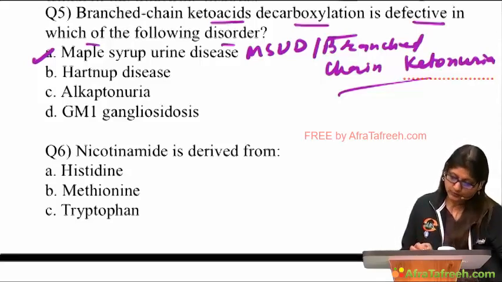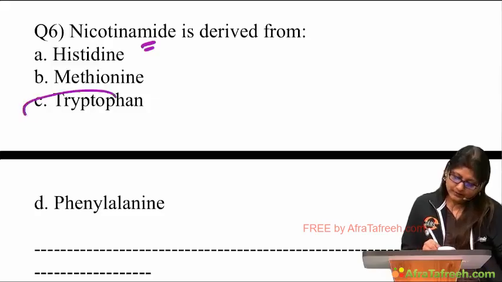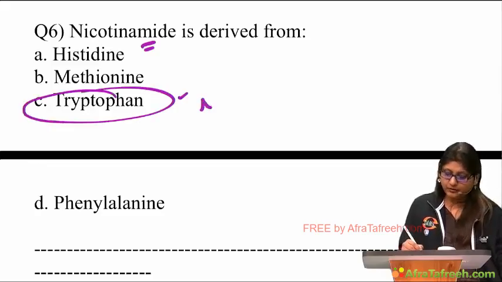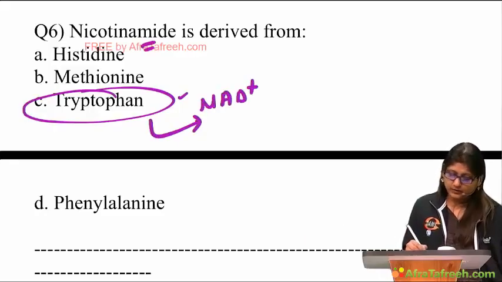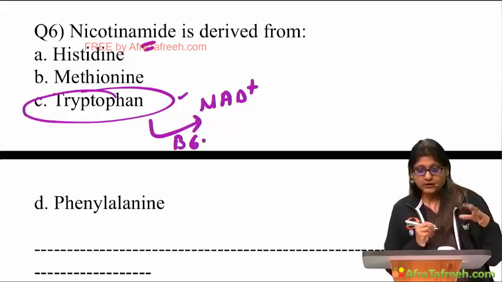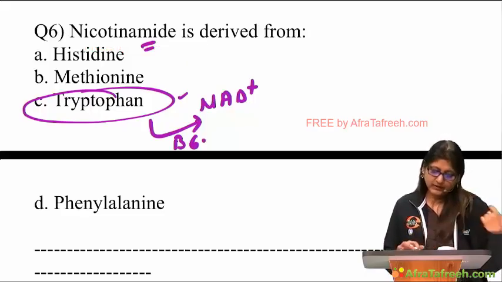So just don't worry. Now coming to nicotinamide. Nicotinamide is derived from tryptophan. Tryptophan is a very important amino acid which is important for making of NAD. And during this pathway, you need to have vitamin B6, right? So B6 is needed for making of NAD from the tryptophan. You must know that, it is very frequently asked.